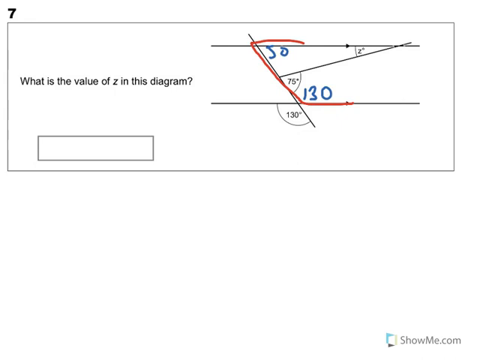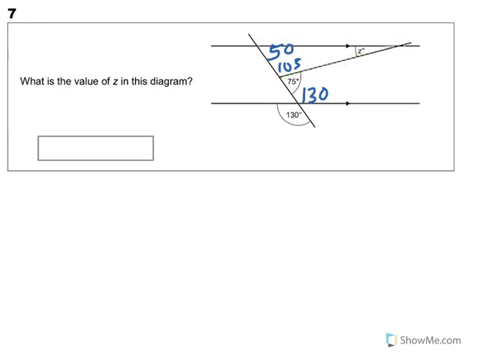Rub this line out now. Next we're going to have a look at this straight line here. So they are adjacent supplementary angles, this one and this one. The first one's 75, so the next one needs to be 105, so that they both add up to 180 degrees.